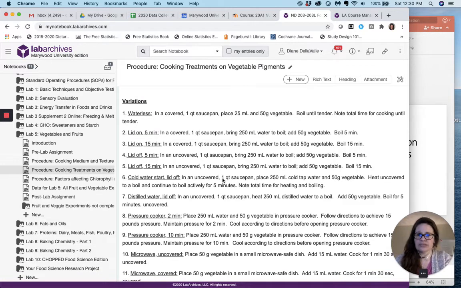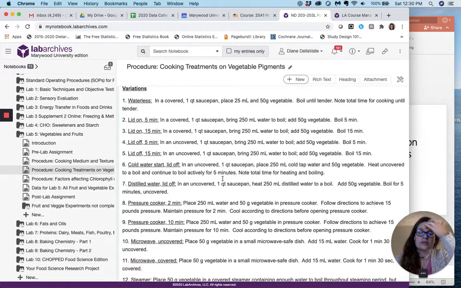So here are the variations in order. The first condition was the vegetable cooked without water. We actually had to put a little bit of water just so it wouldn't stick or burn to the pan, about 25 milliliters, but we call this essentially waterless. So 25 mils of just regular tap water, and again the 50 grams of vegetable. 50 grams will be used in each condition. And it was cooked until it was tender. The total time for cooking was recorded until the vegetable was tender.